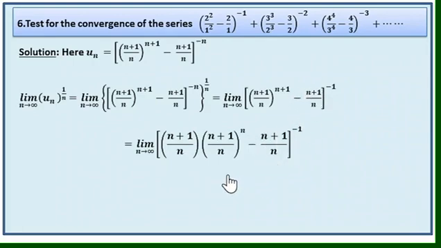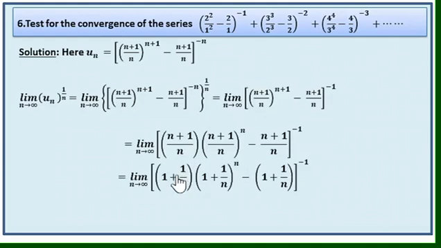Next, inside the bracket we can write n plus 1 by n as 1 plus 1 by n. Here also n plus 1 by n is 1 plus 1 by n. And here also n plus 1 by n, write it as 1 plus 1 by n. Now apply the limit. We have the standard limit: limit of 1 plus 1 by n, whole power n, as n tends to infinity is equal to e. This is e, and if you put n equal to infinity here, 1 by infinity is 0. This is 1 into e.